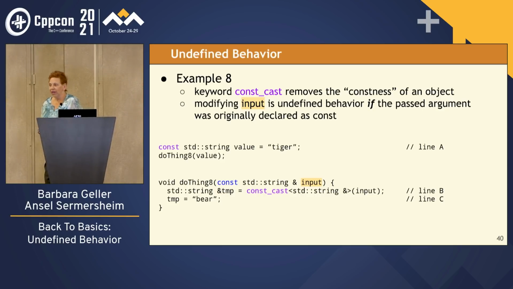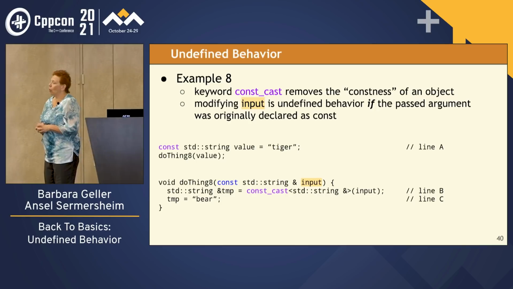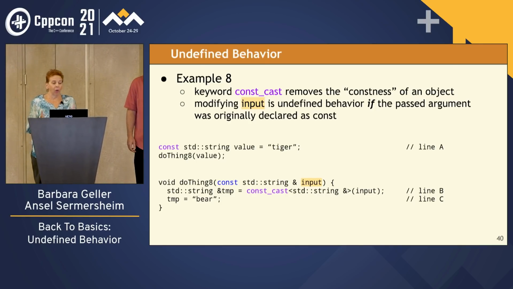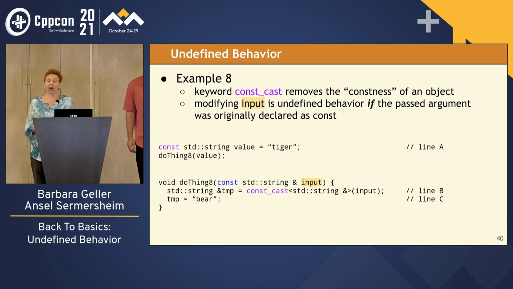This next example is with a const_cast. Now, what's very interesting with the const_cast is the idea is to remove that we've added a const. So on line A, we have declared a string with const. We are calling doThing8, and we're receiving a const reference.